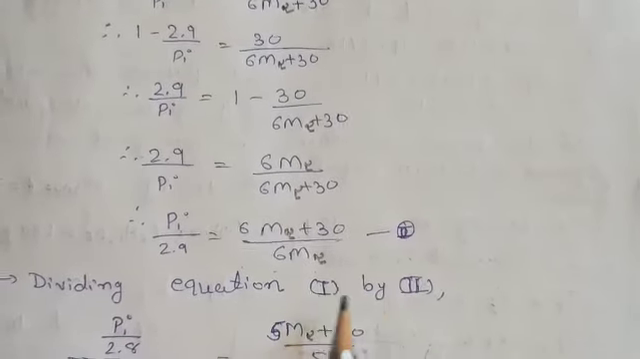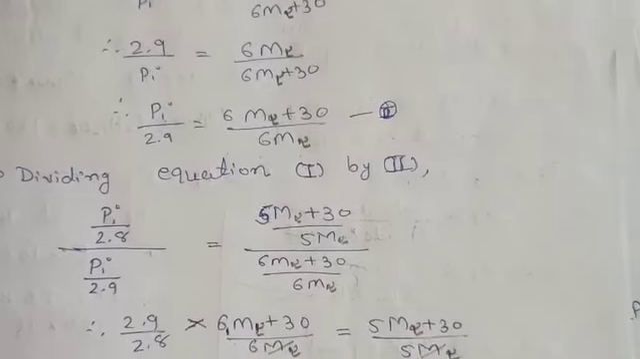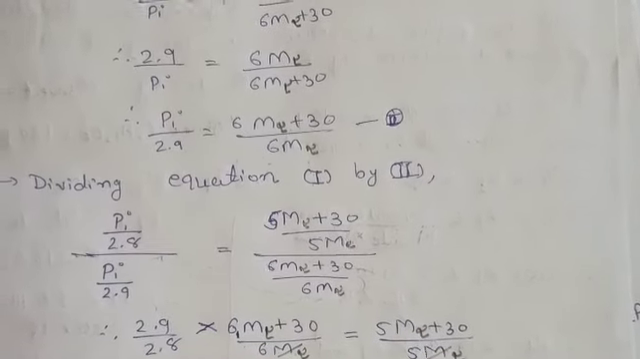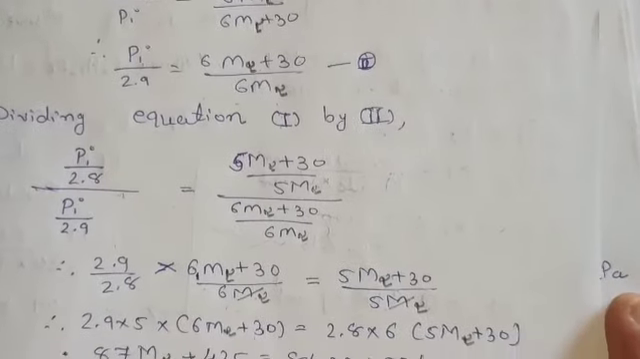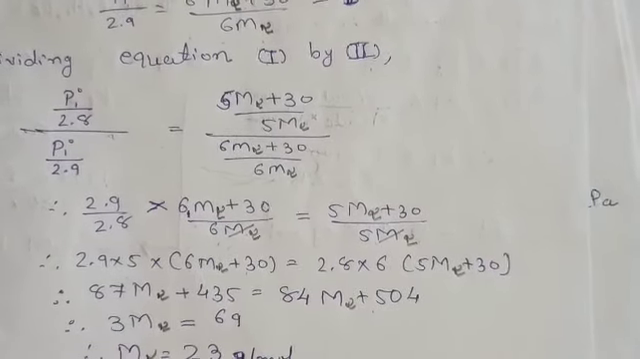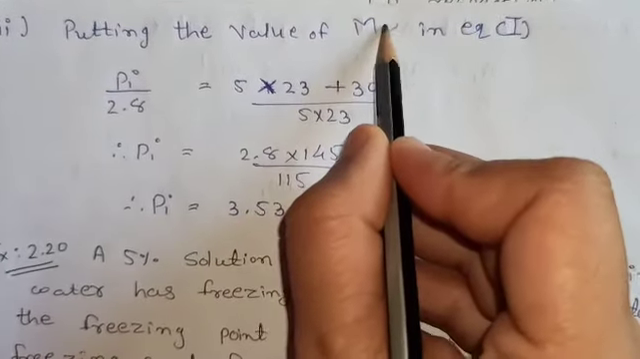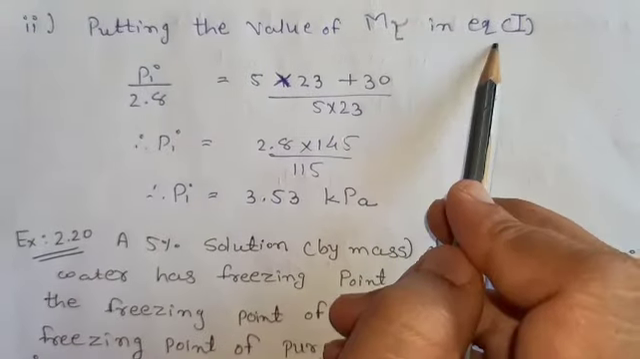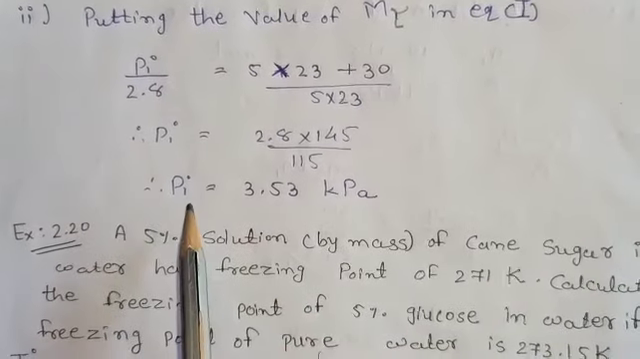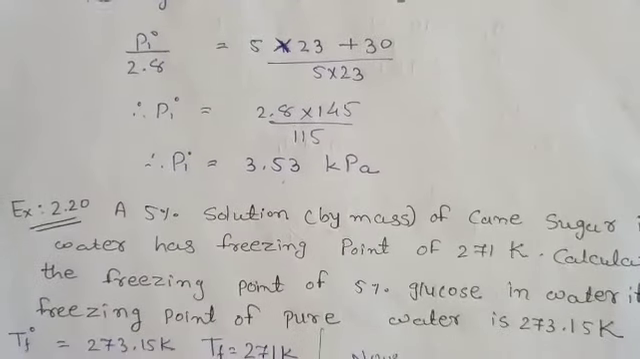Now divide equation 1 by 2. So you will get this. Take this term in the multiplication. So you will get this type of term. Now cancel out M2 and cross multiply terms. And then, opening the brackets, you will get the molar mass of the non-volatile solute as 20 gram per mole. Now replace this value in any equation. We are replacing this M2 value in equation number 1, right? You will get the pure water vapor pressure, which is 3.53 kilopascal, right?